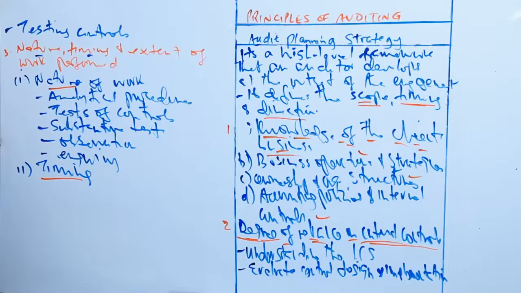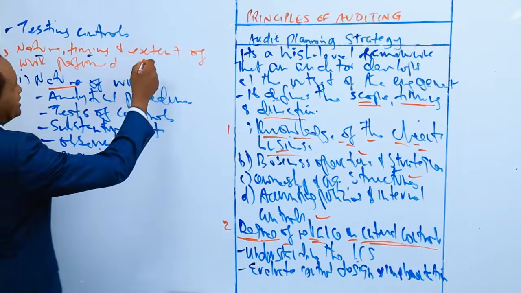Some procedures can be performed at an interim date, that is before the year end, while others must be done at or after the year end. For instance, testing inventory counts might happen on the balance sheet date, while assessing internal controls could occur earlier in the year. So the timing often depends on the risk assessment and the effectiveness of controls. Then we have extent.